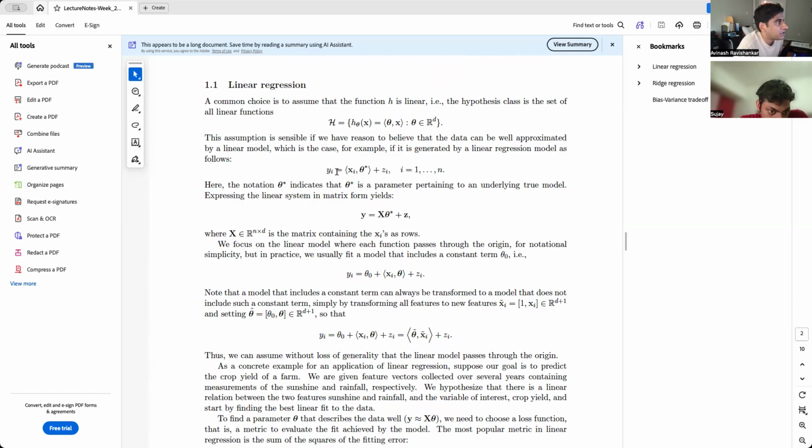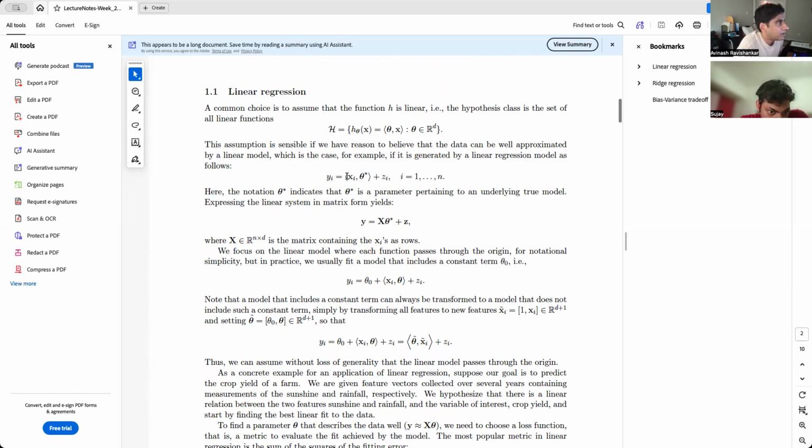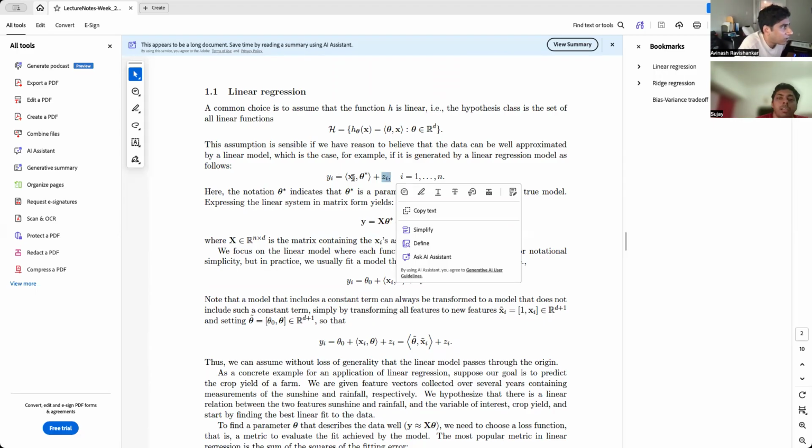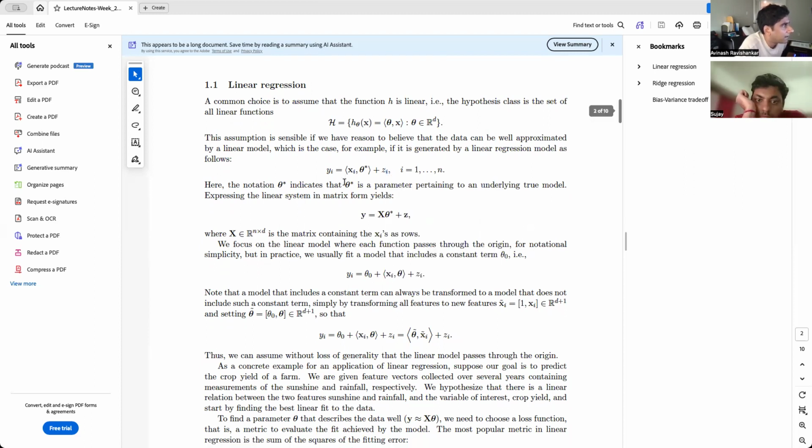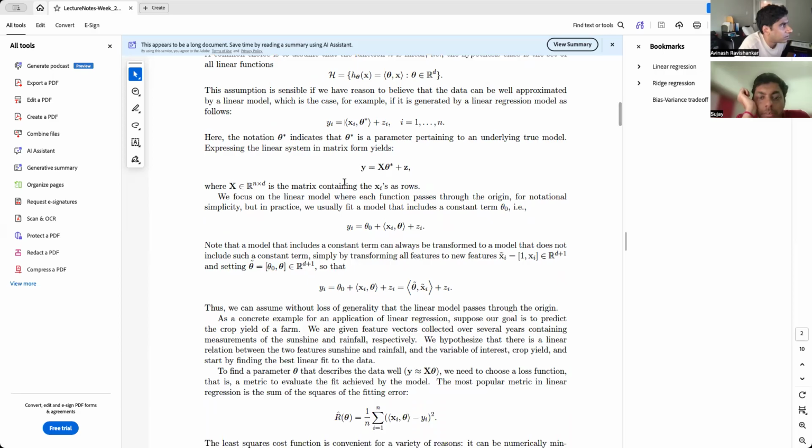Okay, so now they've just taken this H and then this is my noise, right? Yes. And it's for each data point, right? Yes, for each data point. Okay. And then we convert it into a matrix notation: Y equals X theta hat star plus noise. We convert to the matrix notation, right? Yes. Okay. So that is for computational purposes.